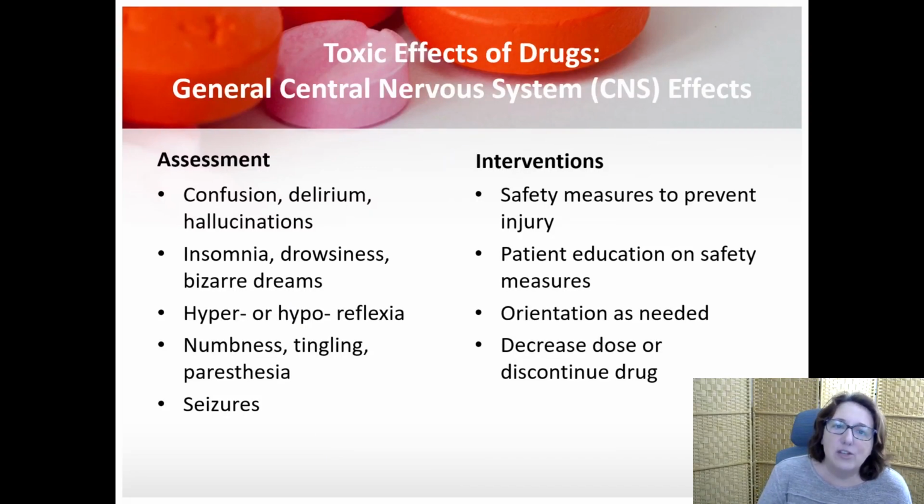Some general central nervous system, or CNS, effects. Drugs can affect both the central nervous system and the peripheral nervous system. Nerve functioning is dependent on glucose, oxygen, and electrolyte balance. We do have that blood-brain barrier, which helps to protect the brain a lot. However, some drugs do have a direct effect on the CNS, or it messes with the glucose and electrolyte balance, which will result in CNS effects.